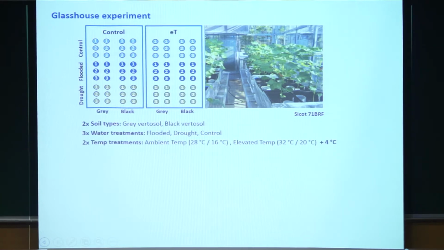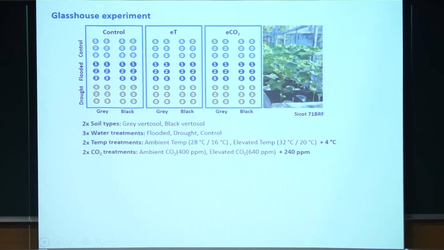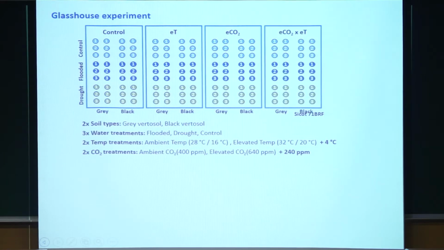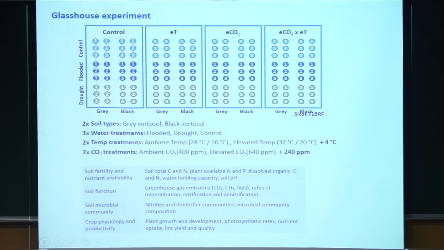On top of that, we added temperature, so we had an elevated temperature treatment, ambient and elevated. We then added CO2, so we had ambient and elevated CO2, and then we crossed them. So we had 2 soil types, 3 water treatments, 2 temperature treatments, and 2 CO2 treatments. And then we measured soil fertility and nutrient availability. We measured soil function, the microbial community, and then the physiology and productivity.